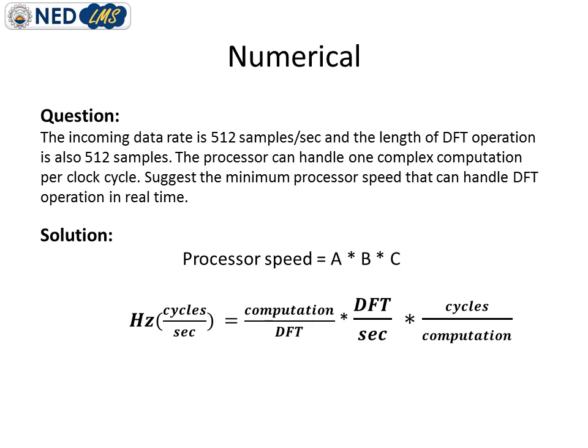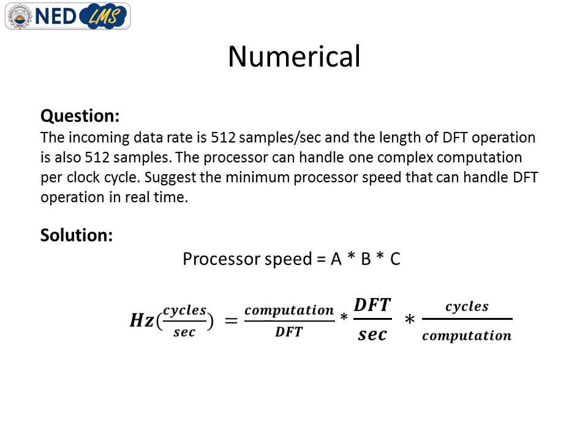So some data is provided to us and we are required to calculate the minimum processor speed for that particular DFT operation. The question is very simple, as well as its solution. We have to calculate the processor speed, and processor speed is as simple to calculate as a multiplied by b multiplied by c. And what are a, b and c? The units are written on this slide. A is computation per DFT, b is simply DFT per second, and c is cycles per computation.